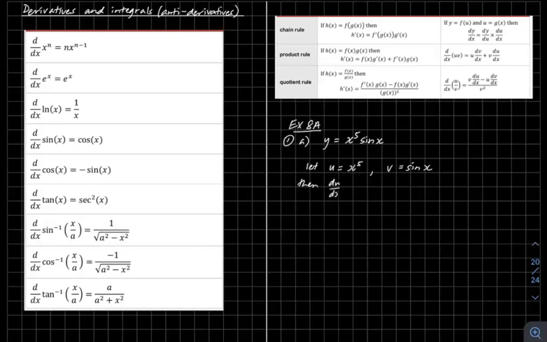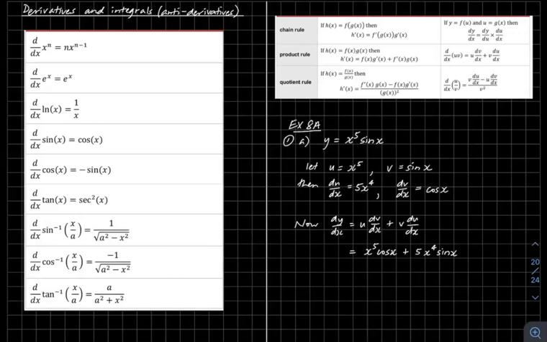then du dx is 5x to the power of 4, and what's dv dx? The derivative of sine x is just cos x. So dy dx, according to our product rule, is going to be equal to u times dv dx plus v times du dx. So substituting in, u is x to the fifth, dv dx is cos x, plus v, which is sine x, times du dx. I might put them in the other order just because they'll be a bit easier to write that way. So that's v, which is sine x, times du dx.